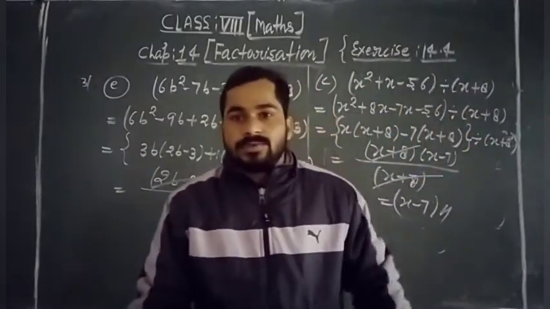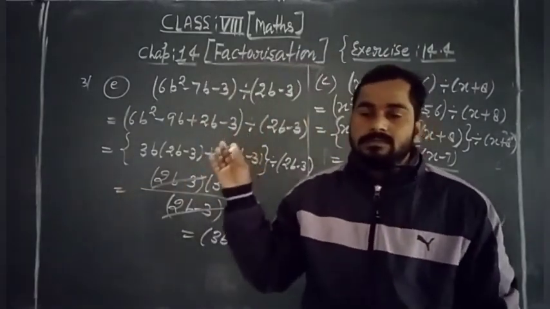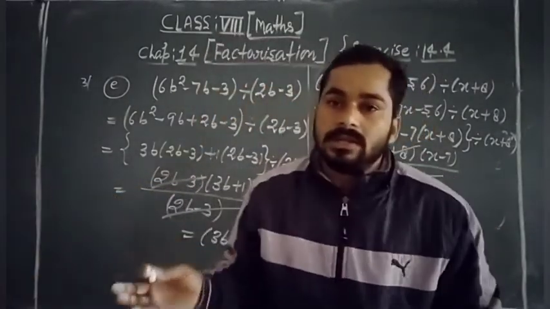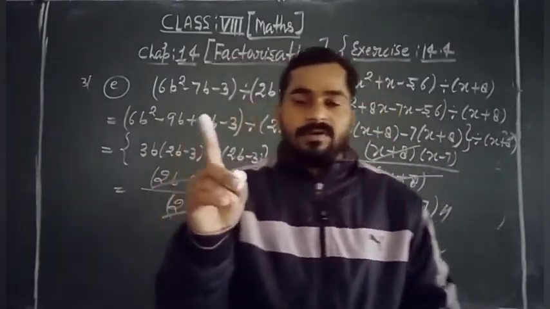So this time we have to solve question number 3. Factorize one expression, then find the factors, then one factor is divided in each part. We are dividing one factor as a quotient.